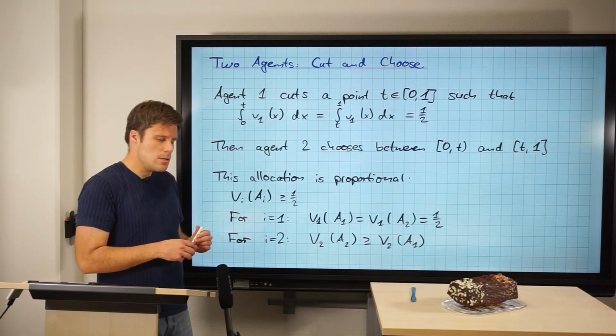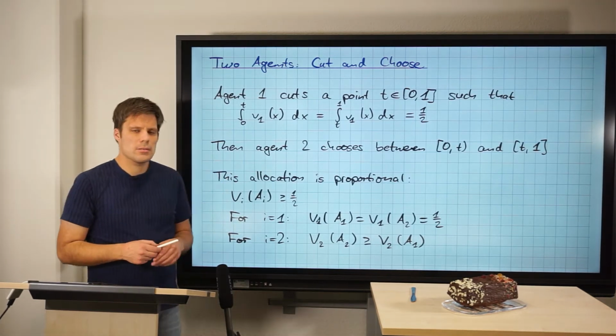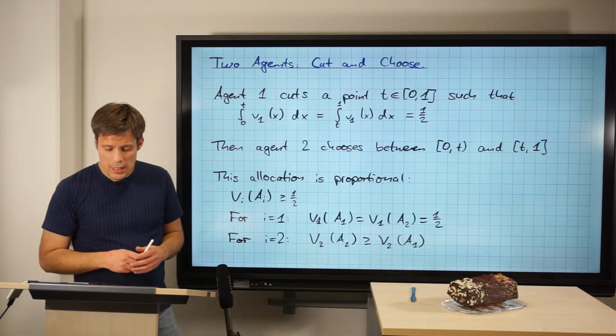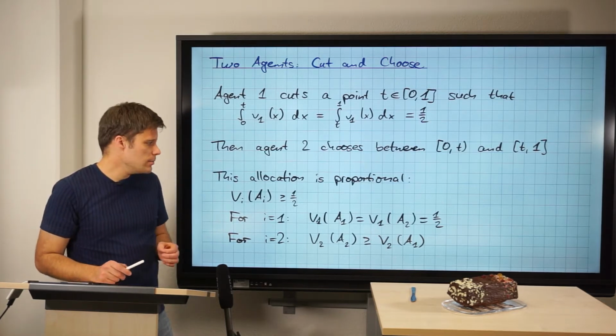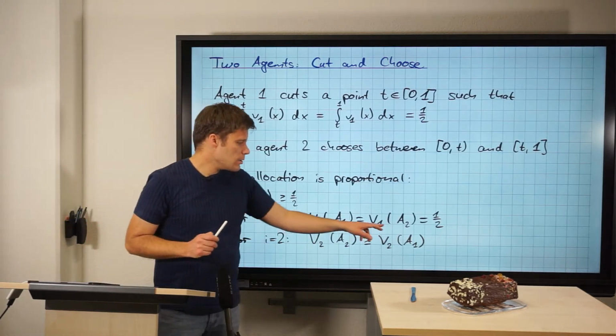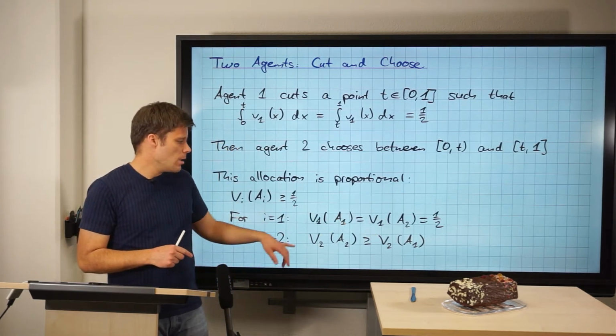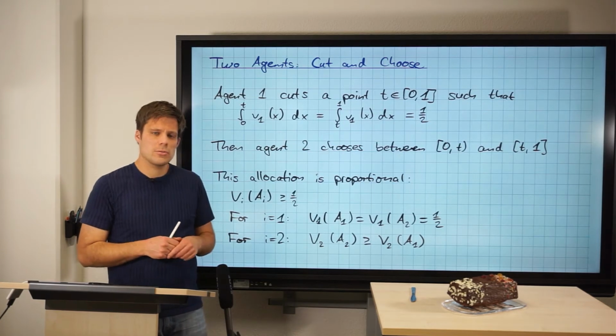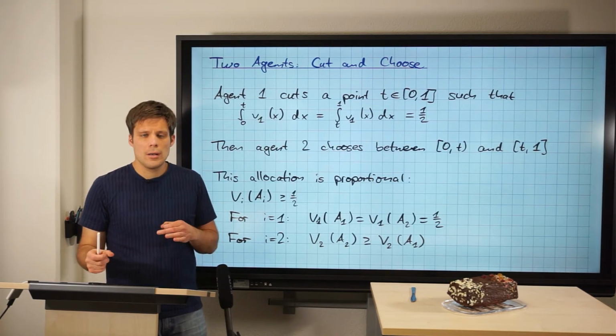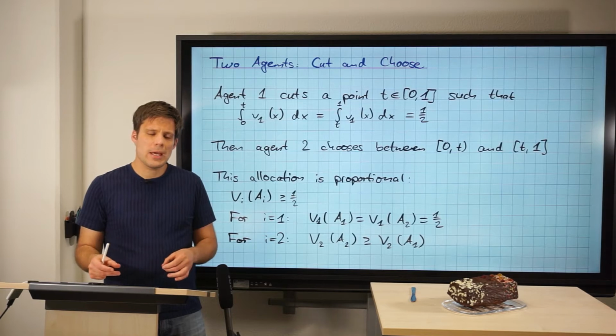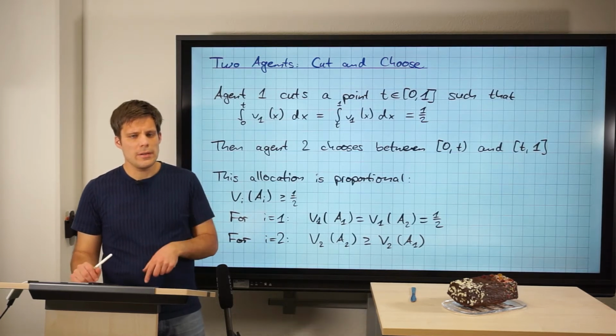And as you see here, in this argument, you also see this will be an envy-free allocation because agent 1 actually sees, okay, I don't envy agent 2. Same is true for agent 2. So both agents are happy with what they're getting and they don't envy the other agent.